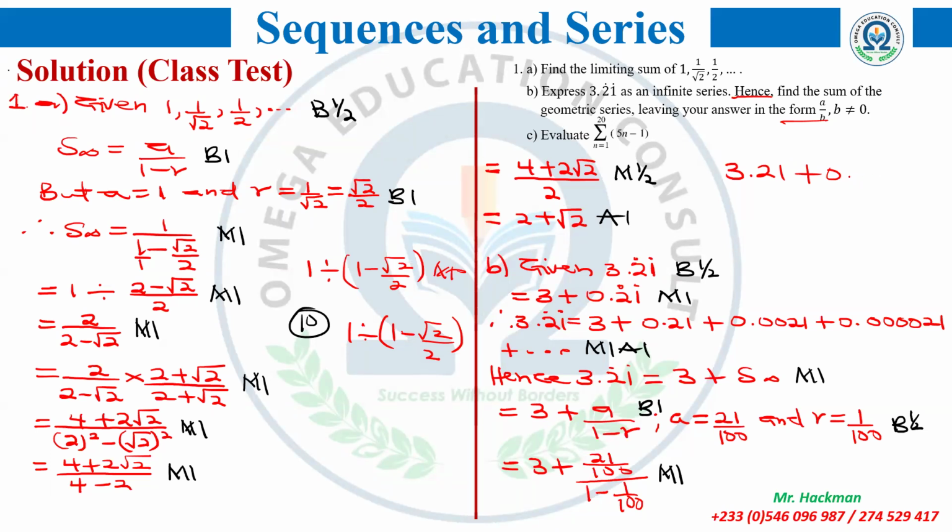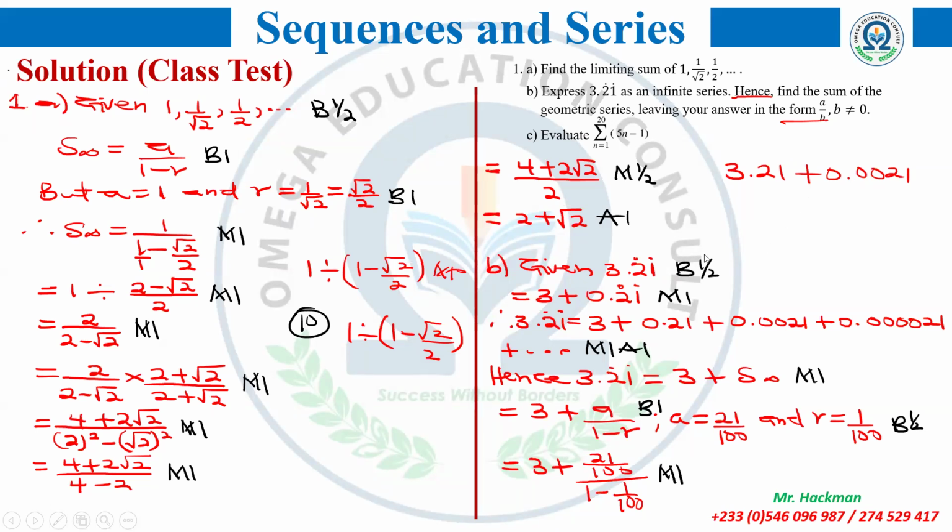So the next term would be what? 0.0021. Okay, you can proceed that way, but your first term will change, and your common ratio will be different. So you still get the mark for that. If you continue, you will get the same result.